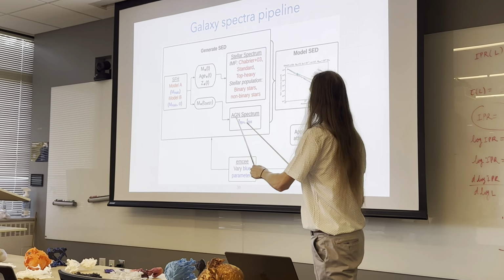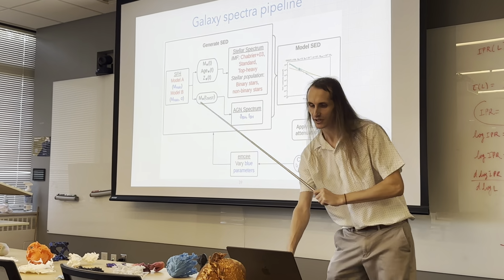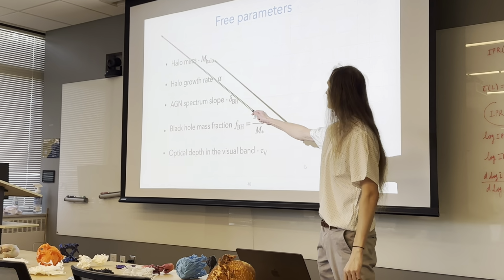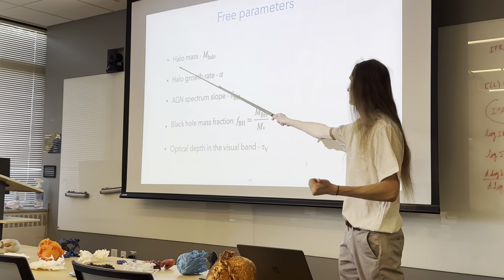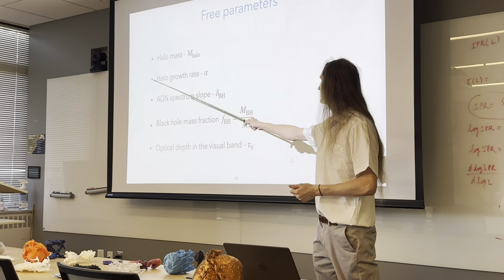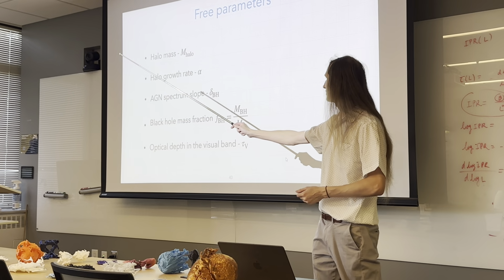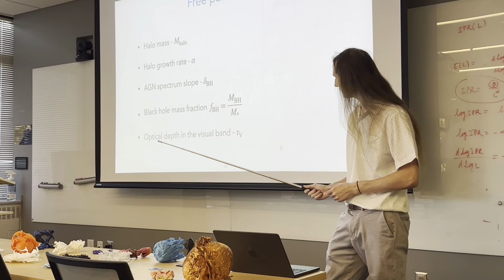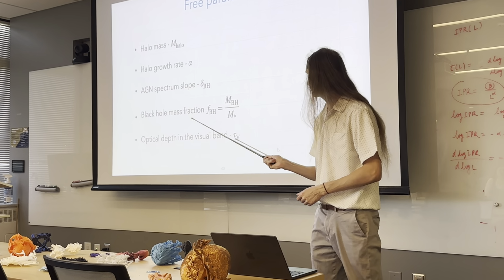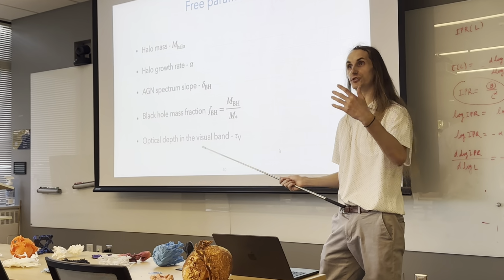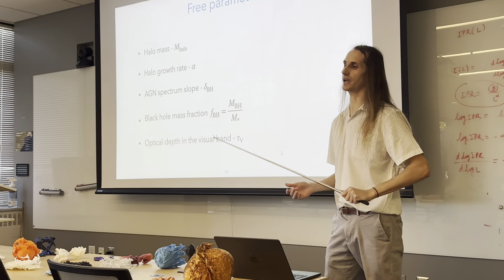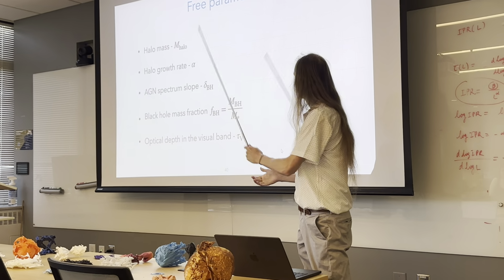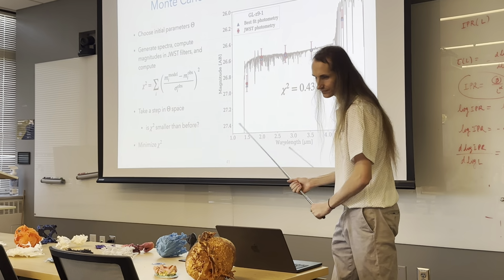And then we vary all these blue parameters. These blue parameters are free parameters that we vary in our models. So these free parameters are the halo mass, the halo growth rate for one of the star formation history models, the AGN spectrum slope, delta BH, the black hole fraction, which is the mass of the black hole divided by the mass of the stars, and the optical depth in the visual band, tau V. This is basically absorption that occurs of the light from intervening gas between us and the galaxy. So these are all free parameters we vary in our models.